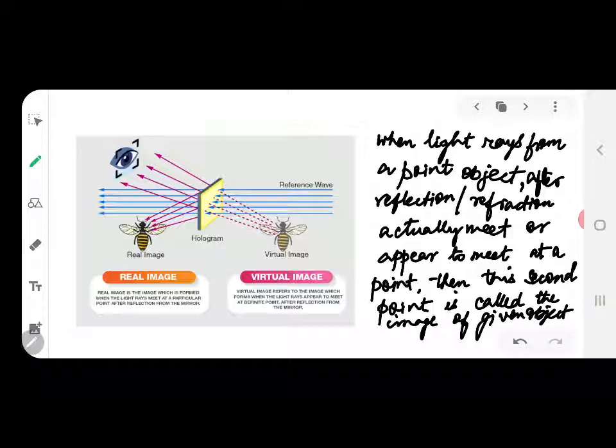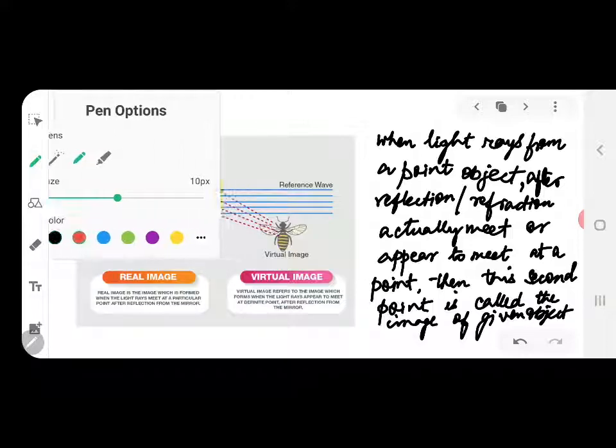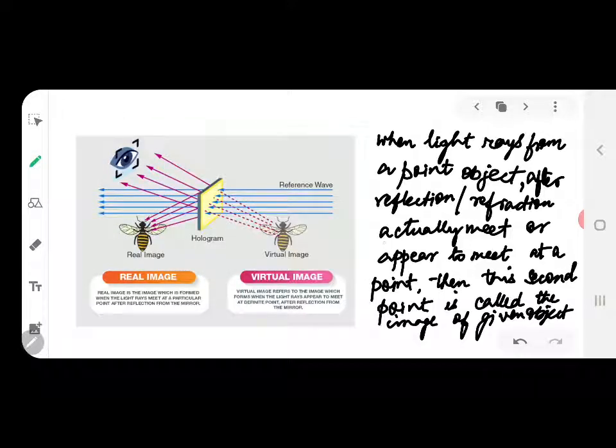As you can see in the definition, I have written that the reflected rays may actually meet or appear to meet. So accordingly, two different situations may arise, and we have two different types of image: real image and virtual image. When light rays from an object after reflection or refraction actually meet, the image is said to be a real image. A real image can be formed on a screen, and a real image formed by a mirror or a lens is an inverted image.